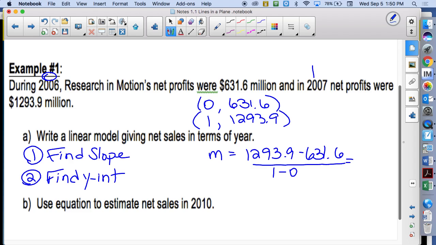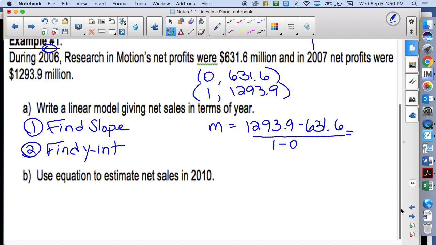So what is the slope of our line? Michael, what'd you get? I got 662.3. Perfect. So that's slope.